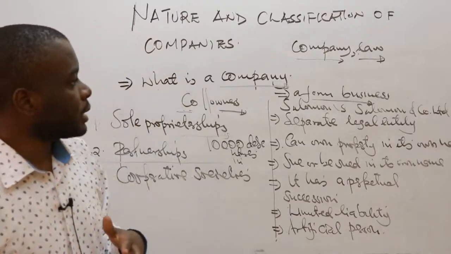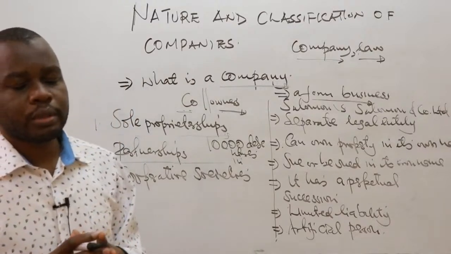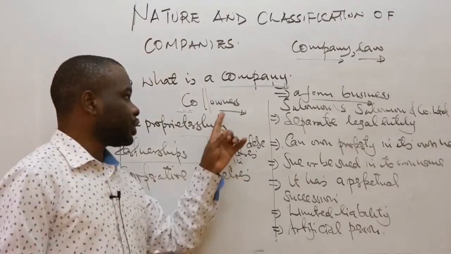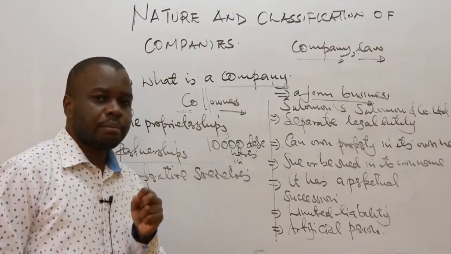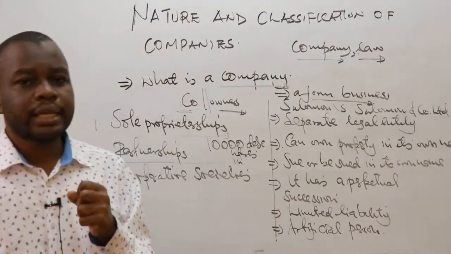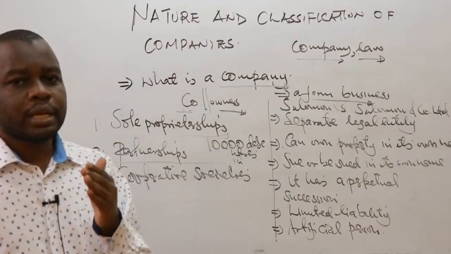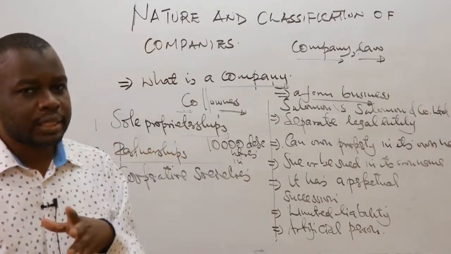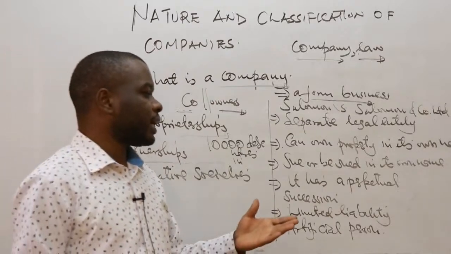So this basically means that a company's life can only come to an end, of course, if it faces financial difficulties, or if the members themselves, the shareholders, decide that the life of the company should come to an end. For example, if you look at a company like Coca-Cola, it has been there for over a century, and it is still in existence. People are still consuming the products of Coca-Cola. So this means that its life cannot easily come to an end, unless it faces financial difficulties, or people are not interested in its products. That's when its life can come to an end.